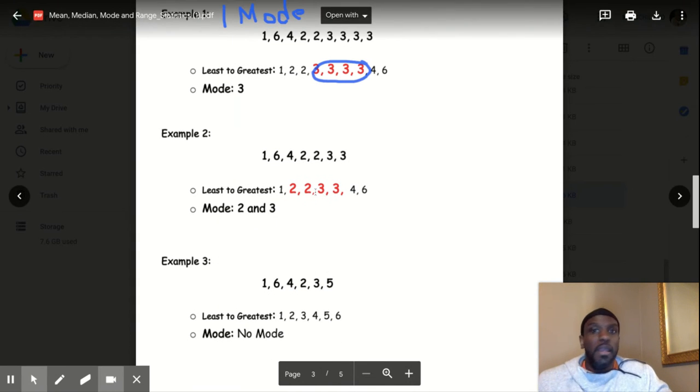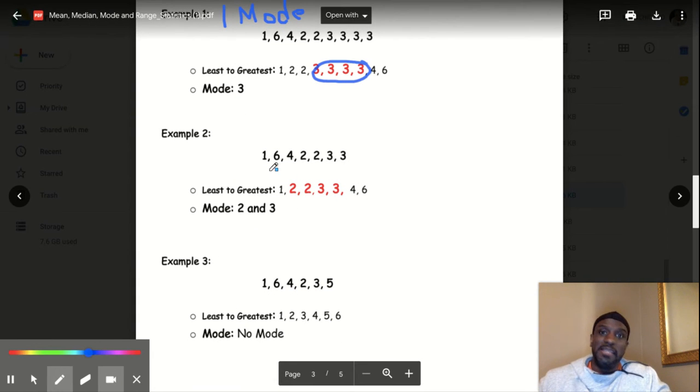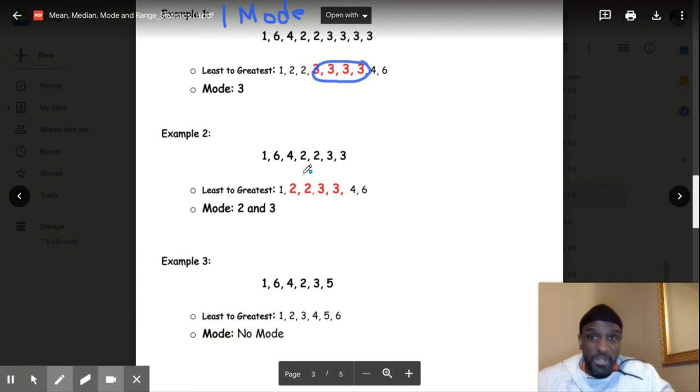Example number 2. Here's my data. Mr. Hunt created this data. It's different from the data on the previous problem. I put it in order from least to greatest. I notice 2 is showing up 2 times. 3 is showing up 2 times as well. Those are the 2 numbers that show up the most. So my mode here is 2 and 3. They are the numbers that are occurring the most.